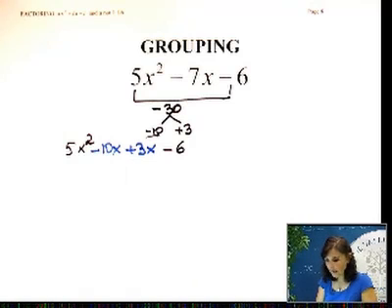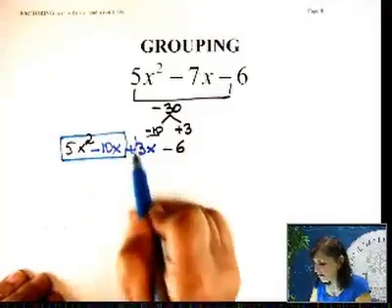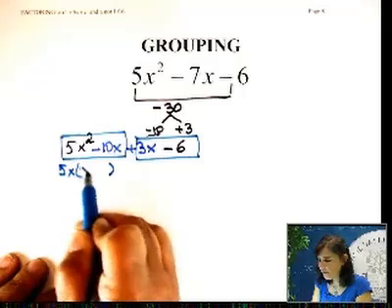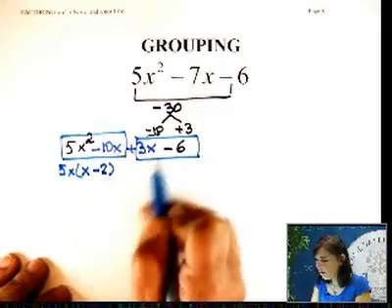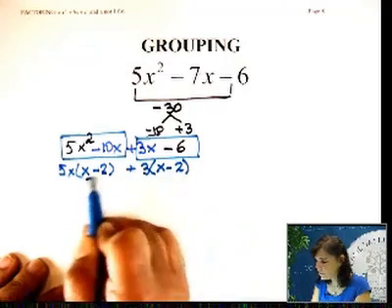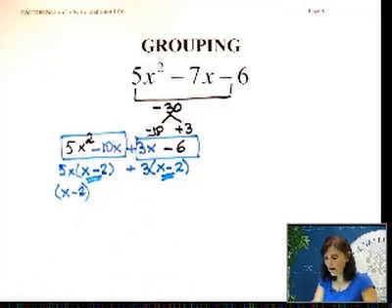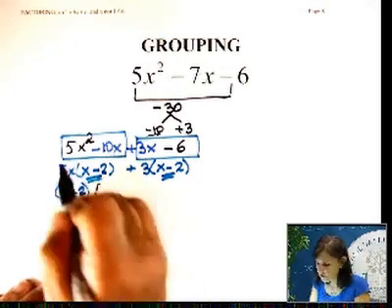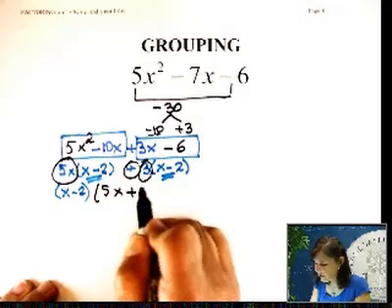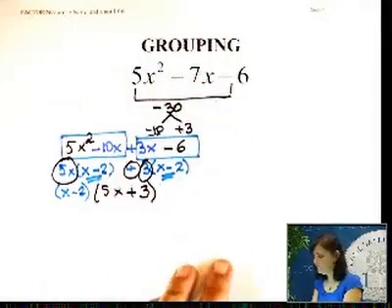All right. Then I go and I do my rectangles. Here they are. What comes out of here is 5x. And you're going to have an x minus 2. What comes out of here is 3, x minus 2. Guess what? These two are the same. Pull them out. Then you're going to have what's left over, which is 5x plus 3. Okay? So negatives, I have to pay attention.